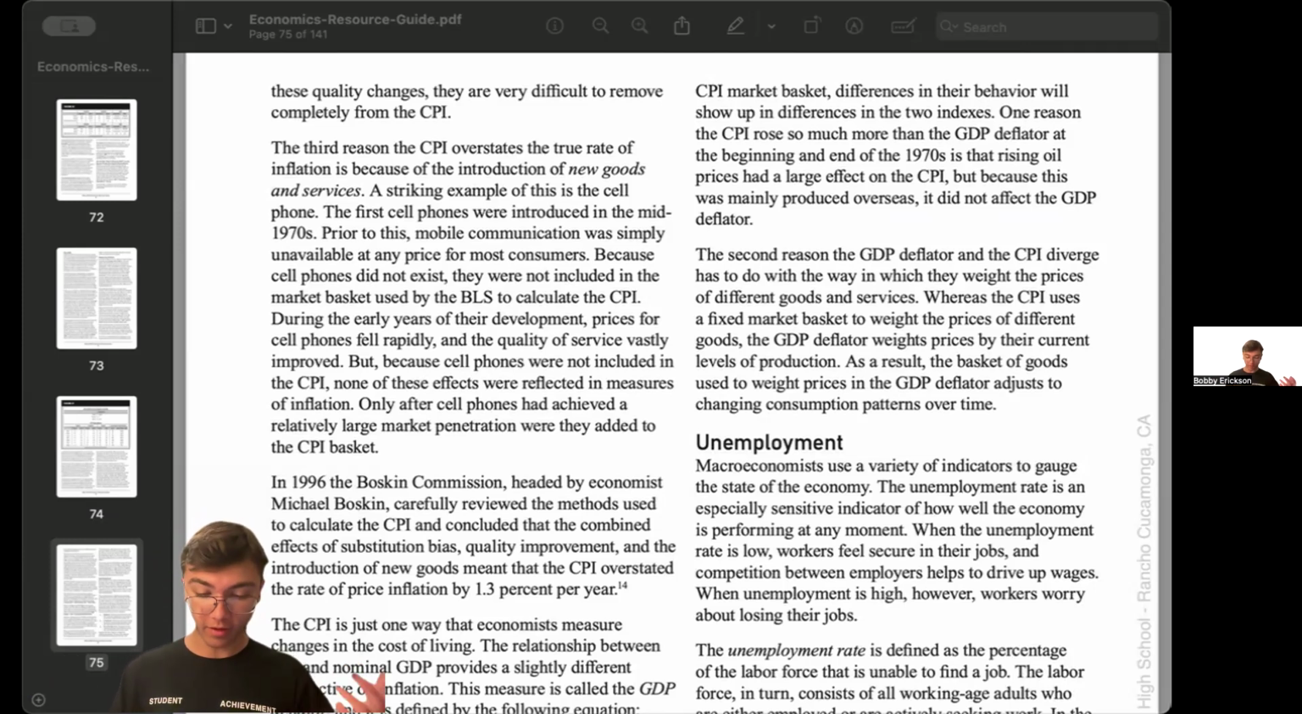And then the third reason CPI overestimates the true rate of inflation is because of new goods and services. For example, cell phones in the mid 1970s. Mobile communication was unavailable at any price to most consumers, but because they didn't exist, the market basket used by the BLS did not include them to calculate CPI. During their years of development, their prices fell very rapidly and their quality of service improved. But because they weren't included in CPI, none of the effects were shown in inflation. And so we aren't actually showing how new goods are being included in CPI. Only once they had a large market penetration were they added to the CPI basket.